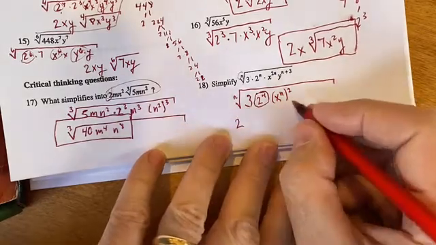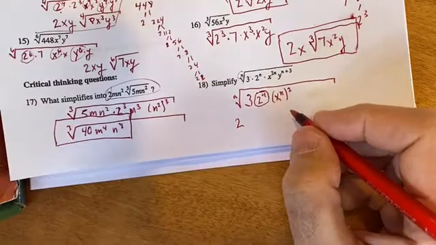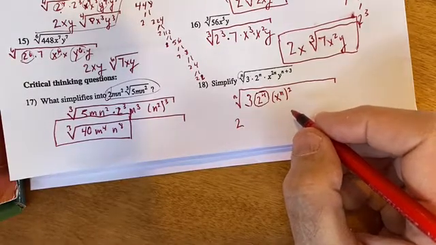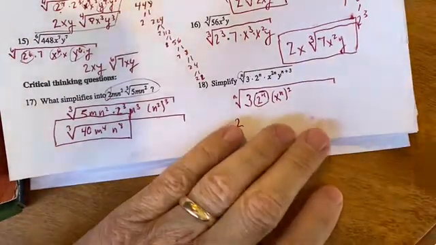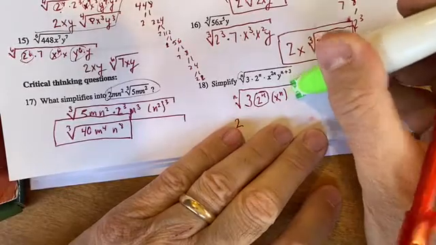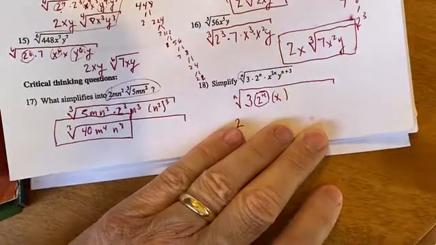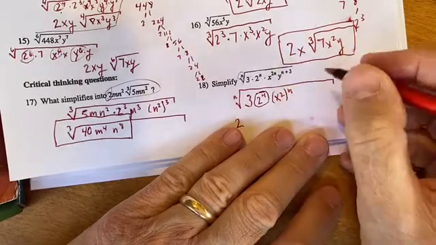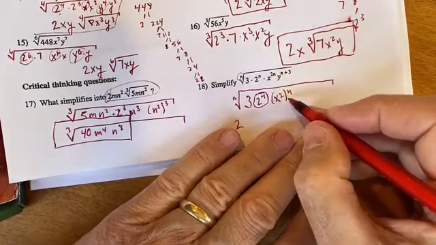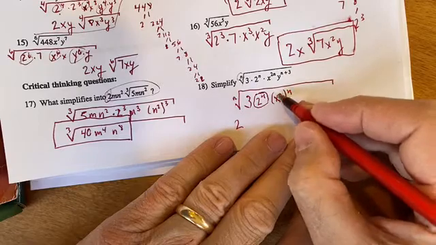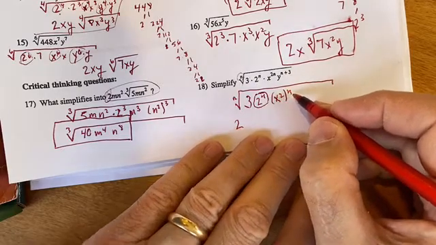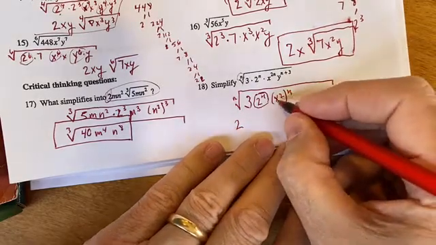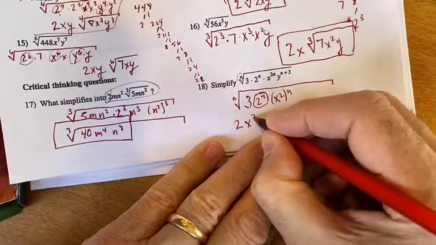So 1... oh, I should rewrite this. There's a better way to think about it. So this is x squared to the nth power. Same thing, x to the 2n. Now how many x squareds do you have? You have n of them. So if you have n x squareds, 1 comes out.